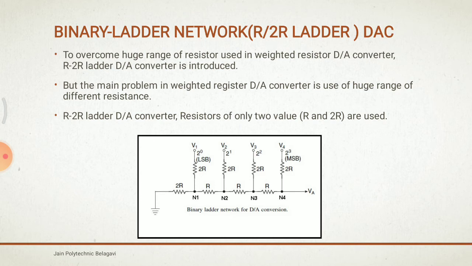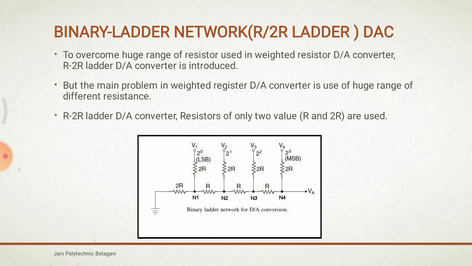But in the case of the R to 2R ladder digital to analog converter, resistors of only two values, R and 2R, are used. The simple ladder network is shown in the figure. See here, 2R, 2R, 2R, all the resistors are a multiple of R and 2. Resistors are only two values, that is R and 2R. There will be node 1, node 2, node 3, node 4. You can observe this is the R to 2R ladder network circuit.